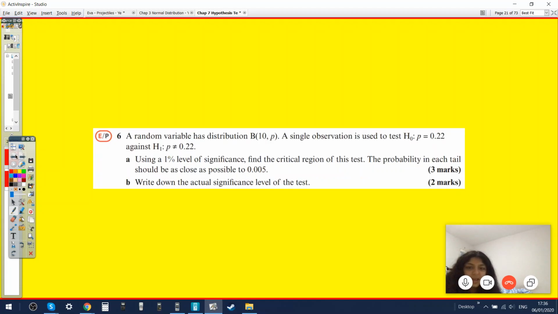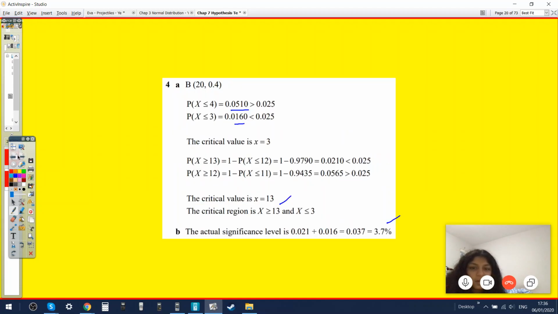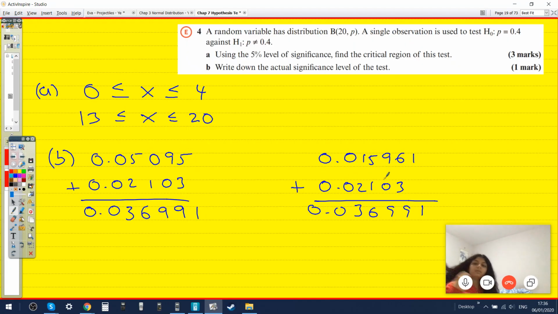No. How did they get 0.021 plus 0.016? 2, 1, 1, 6. So there's the 2, 1. There's the 1, 6. Oh, they still rounded. You do have to find the one that's closer then. Well, that's something I'm going to have to look into. But I mean, so technically, no.